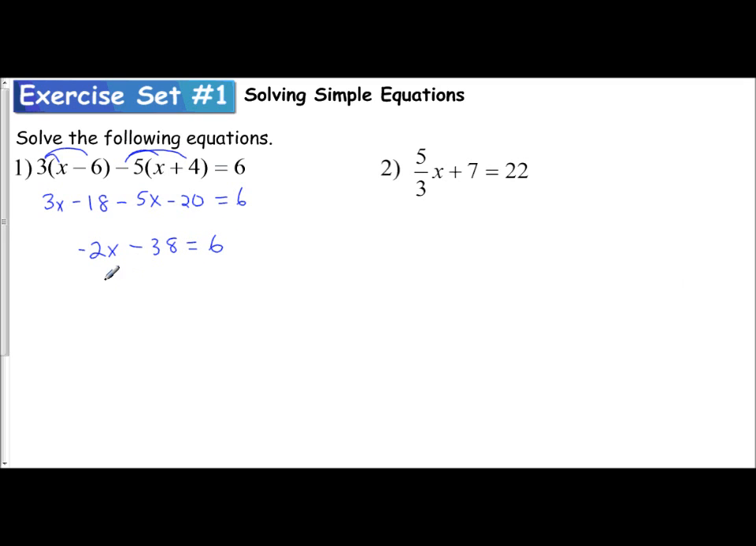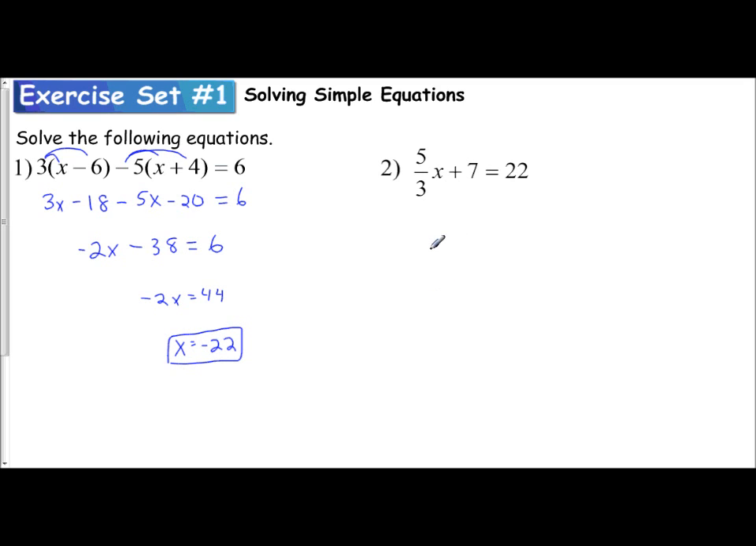And so I would now finish my process in solving, remove any constants. And so I have a negative 38. I would add that to the left and the right side. So I get negative 2x equals 44. And then get rid of the coefficient, which here I would divide by a negative 2. And so 44 divided by a negative 2 is a negative 22. And that is my answer.